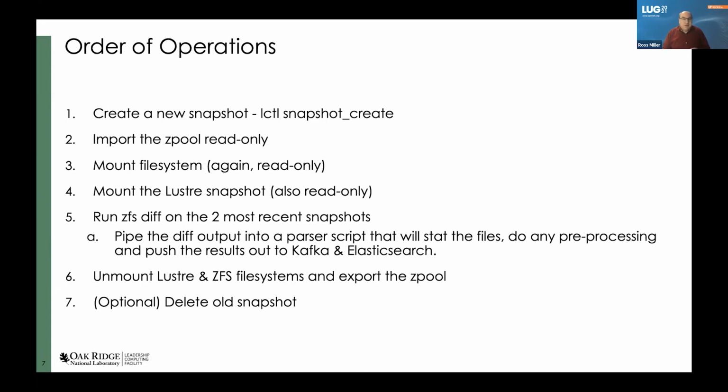Once you're done, just unmount Lustre, unmount the ZFS file system, export that zpool, and then you can delete the old snapshot. Although I kind of glossed over this, in order to diff, you need 2 snapshots. So the idea is, if you're doing this every hour, take one, diff it against the one you took the hour before, get your results, and then you can delete the oldest of the snapshots since you don't need to keep that around anymore. But since it's a diff, you do need 2 snapshots to actually work.